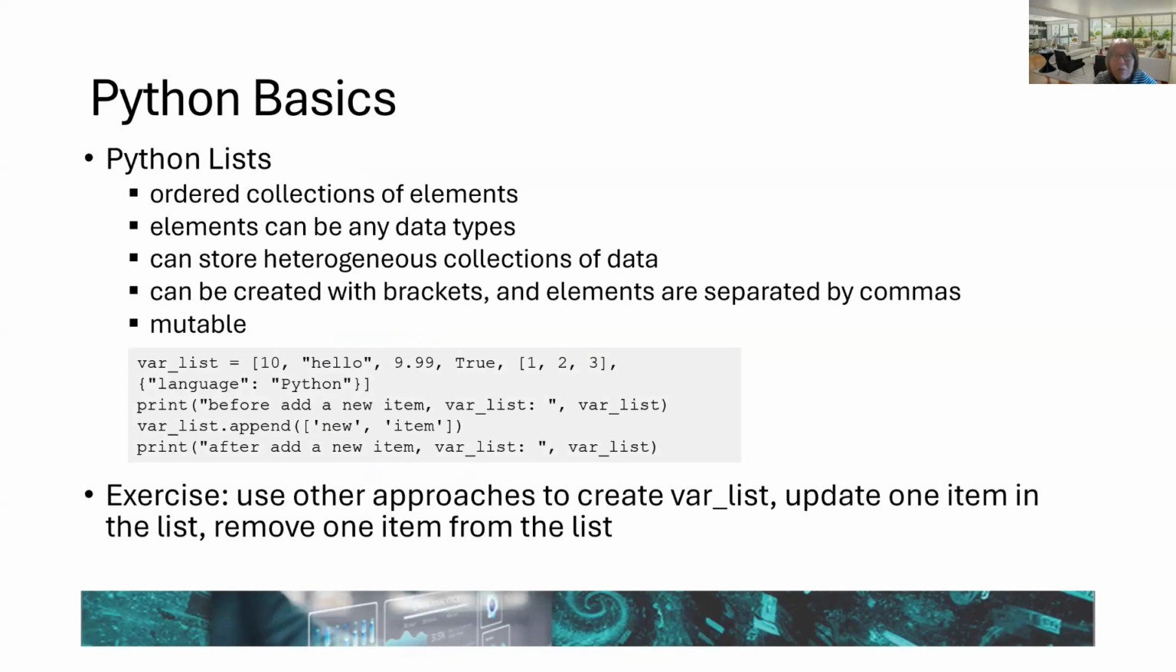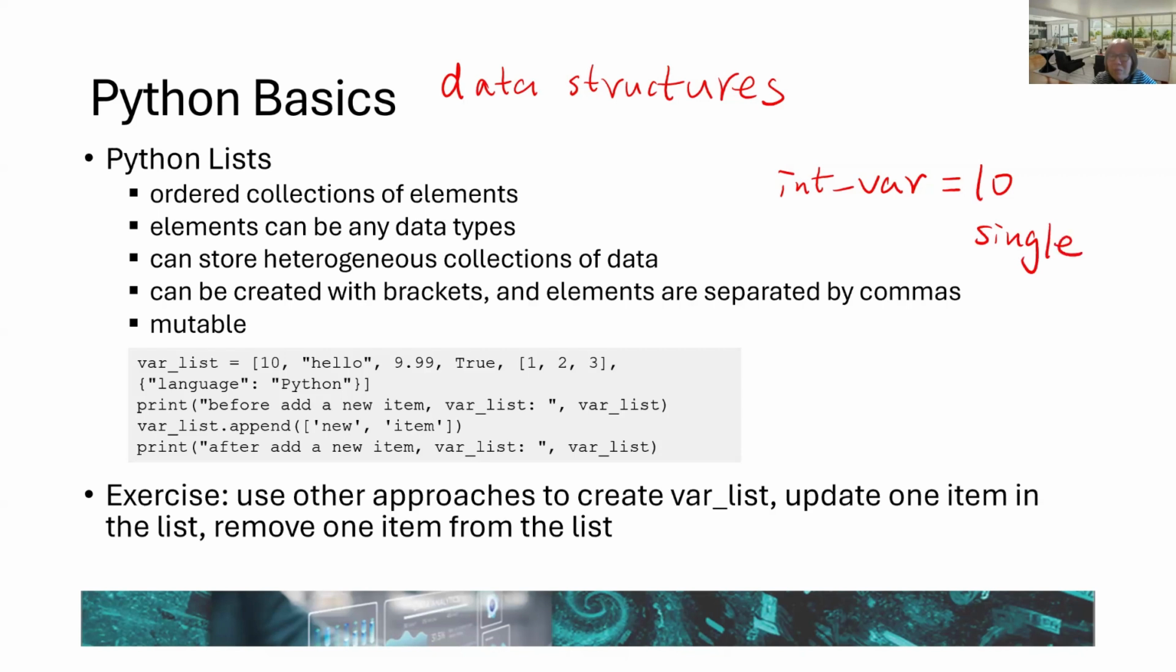Then let's start with some of Python's basic data structures. Previously, if you recall, we learned that int var equals 10. In this case, it only stores a single value. But in the real world, it's much more complex. Not always do you want to store just a single value. If you want to store a group of items together, what do we do? That involves the concept of data structure.